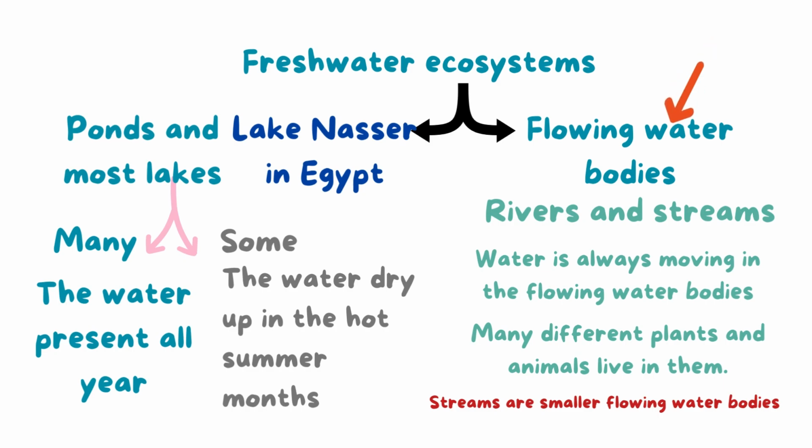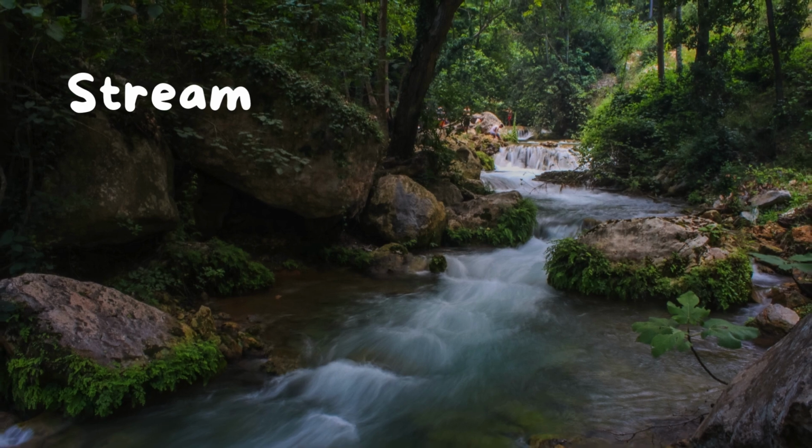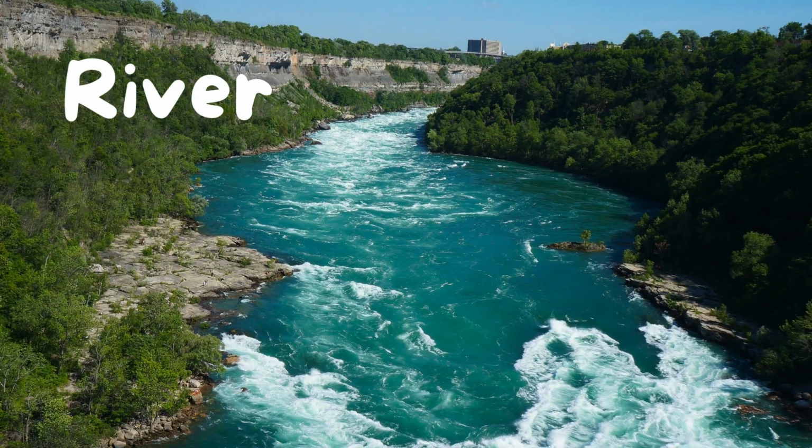Streams are smaller flowing water bodies. As we see here, this is a stream, okay? It is smaller than the river. It is a smaller flowing water body, okay? But here we see the river. There is a difference between the stream and the river, as the stream is a smaller flowing water body.